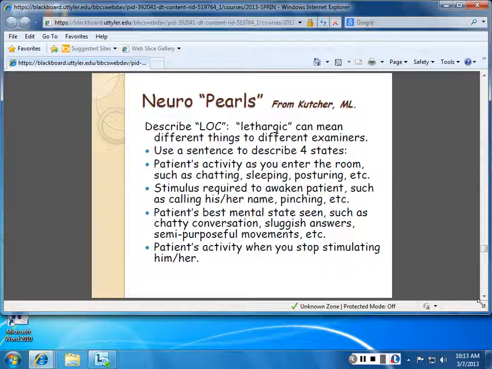What's the best mental state that you saw? Were they talking with you? Were they very sluggish in their response? Semi-purposeful movements. Describe what you see. And then what happens when you stop stimulating them? If you're rubbing a sternum to get a response and they respond by opening their eyes and crying or something, when you stop, are they immediately obtunded again?